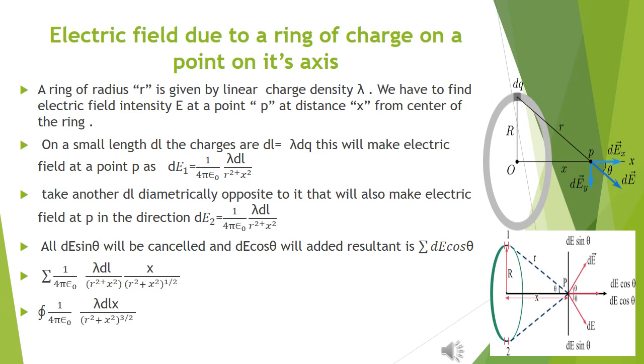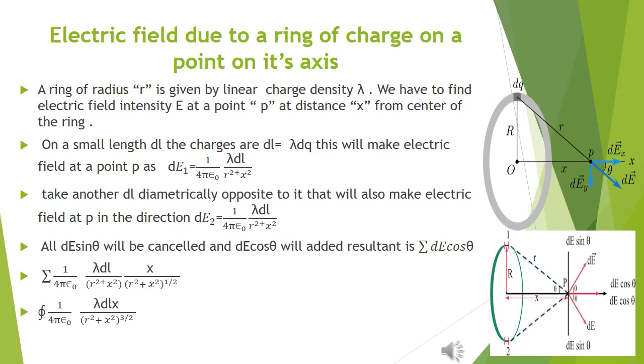So the value of electric field dE2 is 1 upon 4 pi epsilon naught lambda dl upon r square plus x square. Now we see the magnitudes are the same for both but the directions are opposite. Because of this geometry, we take an angle theta. As you see in the diagram, the electric field dE1 resolves into its two components, dE cos theta and dE sin theta. One is along the axis and the other is perpendicular to the axis.